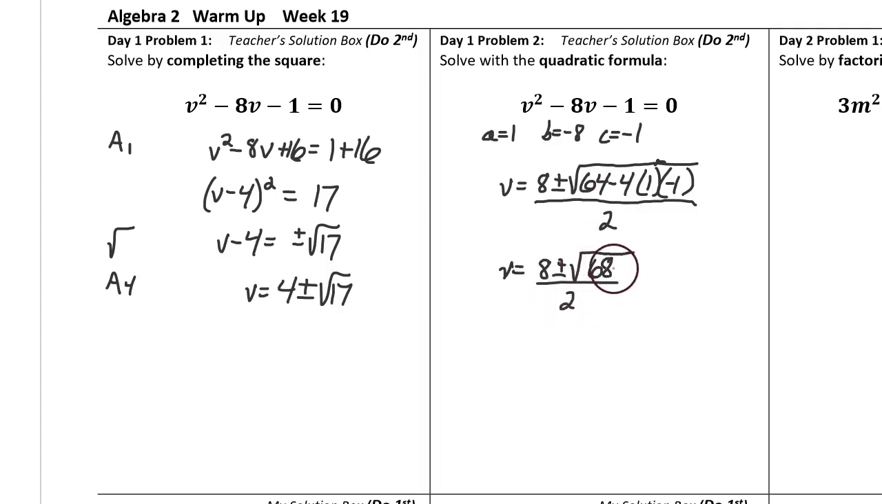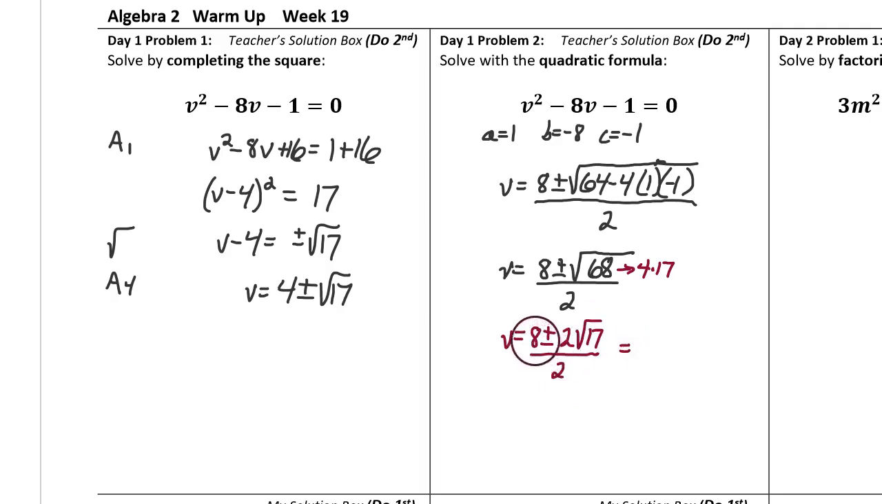Now the square root of 68 doesn't turn out to be an integer, but we can probably factor the 68, especially knowing that we're supposed to get the same answers as our previous question. 68 is the same thing as 4 times 17. So in the next step, the square root of 4 makes 2, and the square root of 17 will stay in a radical.